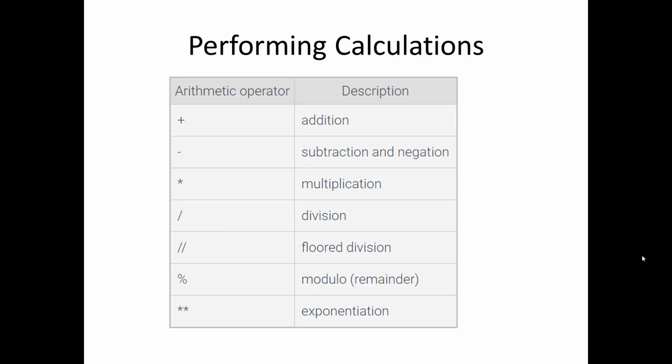When we do expressions with variables or numerical calculations, we can use the following operators. These should look familiar to you: plus, minus, multiplication, division. This one is for the modulus, which calculates and gives you the value of the remainder of a division expression. And two stars are exponentiation. So x to the second power would be x star star 2.